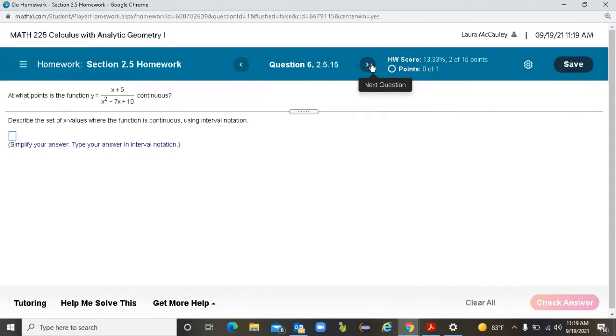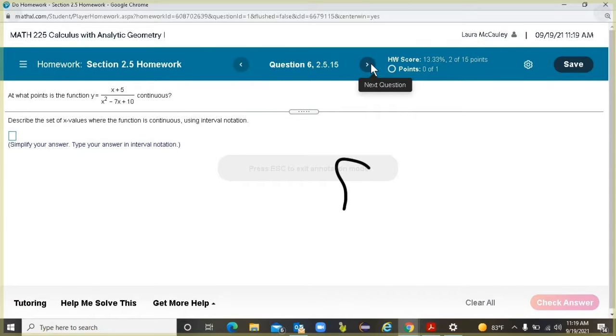All right, so this one we don't have a graph. We've just got the function. And so it wants to know about continuity. So it says, describe the set of x values where the function is continuous. So when you're looking for these kind of things with a rational function, especially, those jump discontinuities, those occur in piecewise functions.